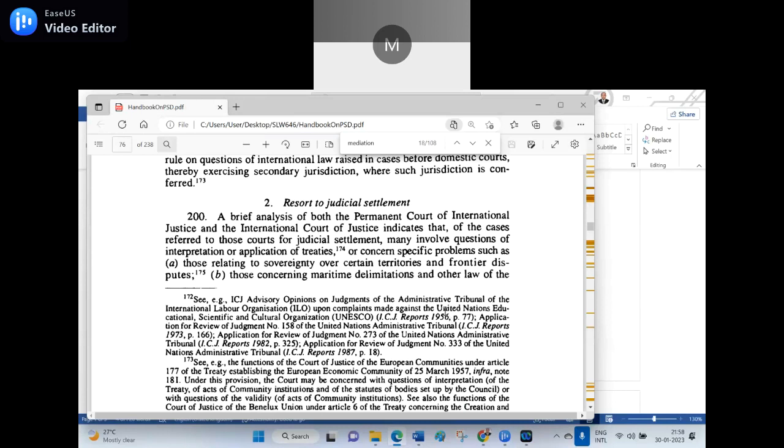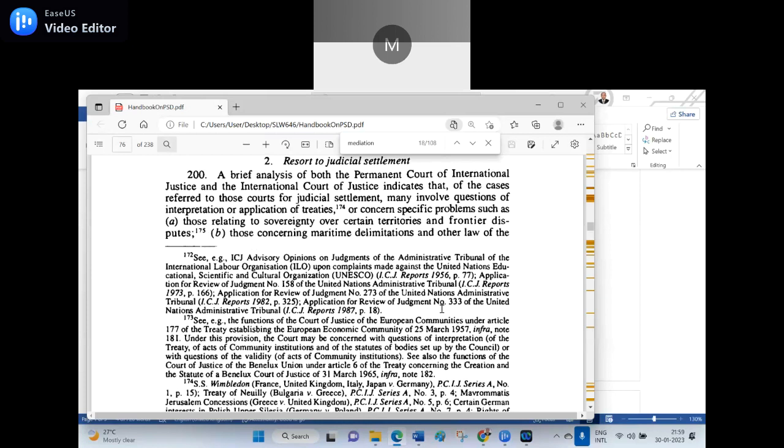A brief analysis of both the Permanent Court of International Justice and the International Court of Justice indicates that, of the cases referred to the courts for judicial settlement, many involve questions of interpretation and application of treaties. So the interpretation of the law, the interpretation and application of treaties, are the concern, along with specific problems such as those relating to sovereignty over certain territories and frontier disputes. So all the aspects will be covered and seen in judicial settlement, as well as those concerning maritime limitations.